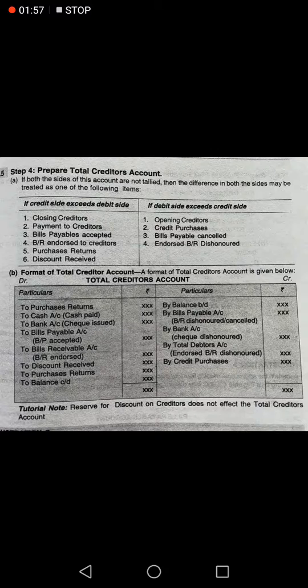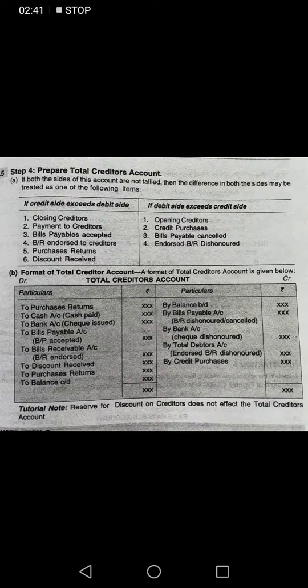In this total creditors account, you will have three things: honored, which will go to bills payable; endorsed, to bills receivable. Now how does this endorsing work? I am liable to pay someone, and in the meanwhile that someone is liable to pay someone else. So what does that person do? The bill which I gave to the person I am liable to pay, he gave that bill to someone else. That was his bills receivable, which he endorsed to someone else, and we are paying that money. That means the bills receivable was endorsed by the person to whom we are liable to pay.